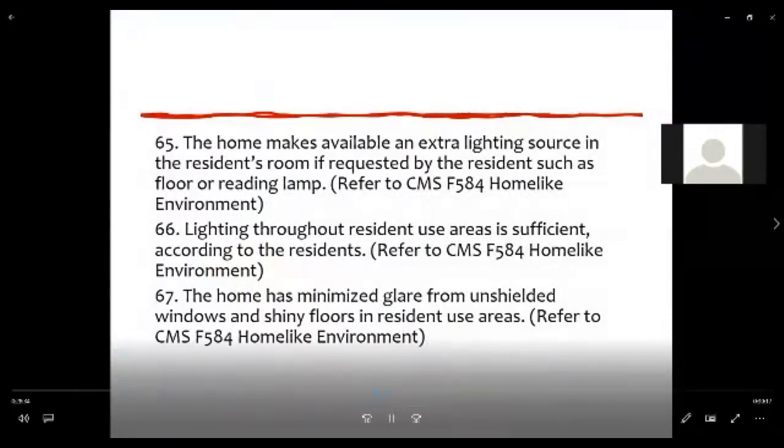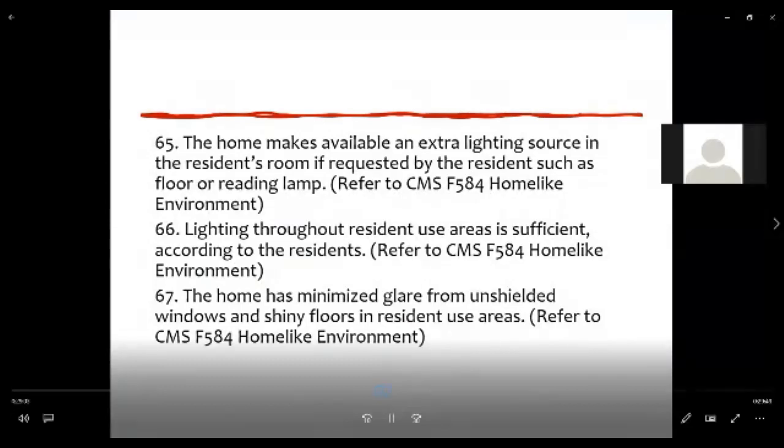Okay, 65, your home would make available an extra lighting source in the residence room if requested. This is a very easy one. So maybe a lamp or a floor lamp, and hopefully you already do that. Lighting throughout resident use areas is sufficient according to the resident. So there's a lot in this short sentence. First of all, lighting in nursing homes has been determined to be very poor, very dark.